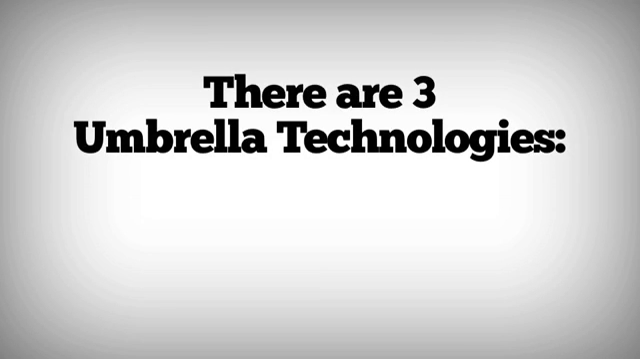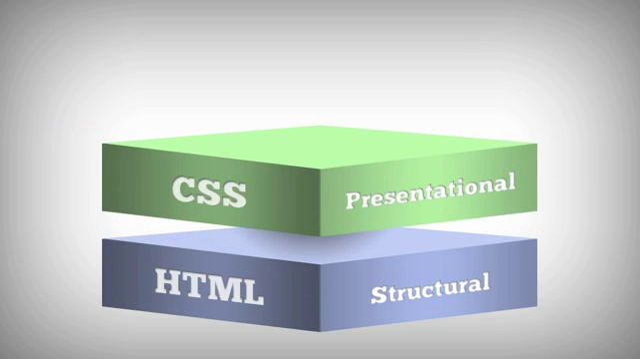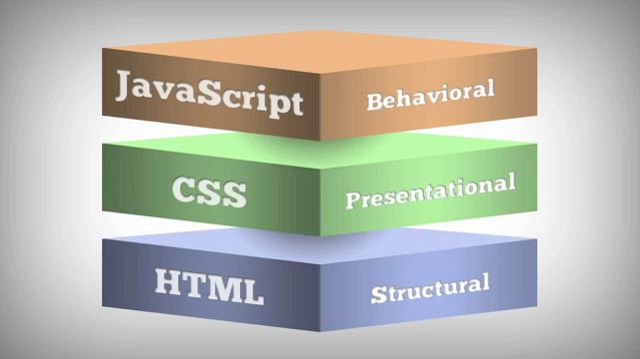There are three umbrella technologies that comprise web standards, and in most web projects, you're going to use all of them. HTML is the structural layer, CSS is the presentational layer, and JavaScript is behavioral. These three technologies provide us with just about everything we need to build a website. The HTML can hold the content, the CSS describes what it looks like, and the JavaScript makes it interactive. If that seems confusing, it might help to compare a website to something in the real world.